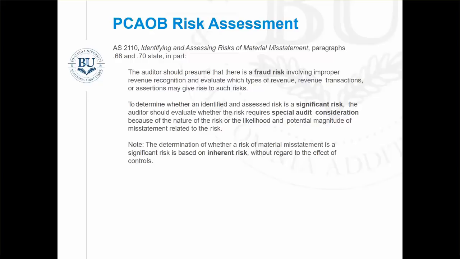One thing to note is that there is a presumed fraud risk over revenue transactions, and that's written right into the standards, so it's something you can't really get away from. It's presumed that there is a fraud risk for revenue. Management wants to drive up their revenue. But that doesn't mean that revenue is going to be the only fraud risk or significant risk. There are also other items that may be deemed to be a significant risk.